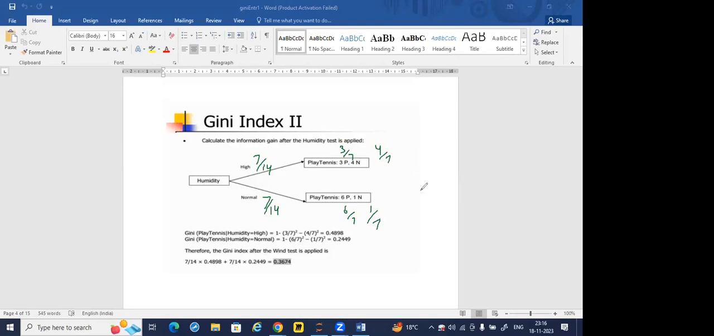The same formula will be used. Okay, one is to calculate the Gini index for individual, then for entire. What is the calculated Gini index? 0.36. So for humidity, 0.36 is the Gini index.